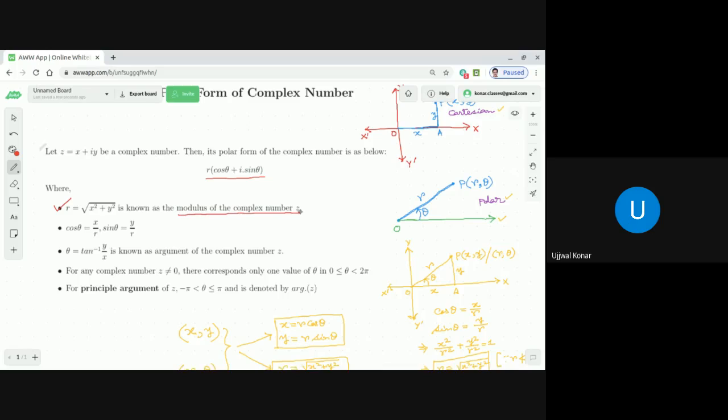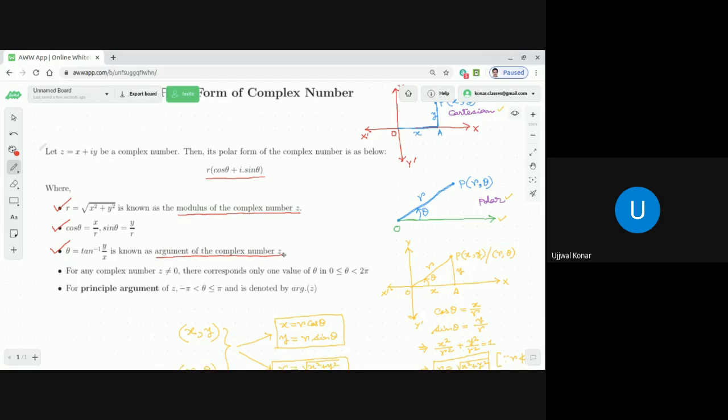You have already solved a few DPPs. Cos theta is equal to x by r, sin theta is equal to y by r, that we just derived from the trigonometric ratios. And from the fundamental knowledge of inverse trigonometric functions, we can say theta equal to tan inverse y by x is known as the argument of the complex number z. So theta is known as the argument of the complex number z.